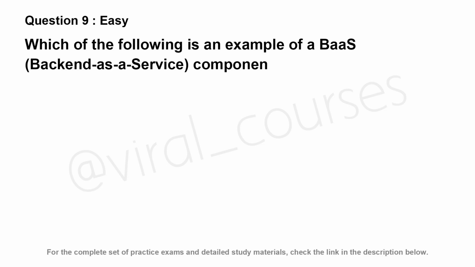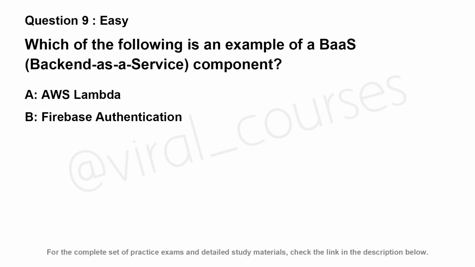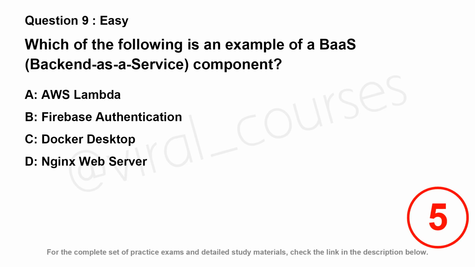Which of the following is an example of a BaaS, backend as a service component? Option A, AWS Lambda. Option B, Firebase authentication. Option C, Docker Desktop. Option D, Nginx web server.